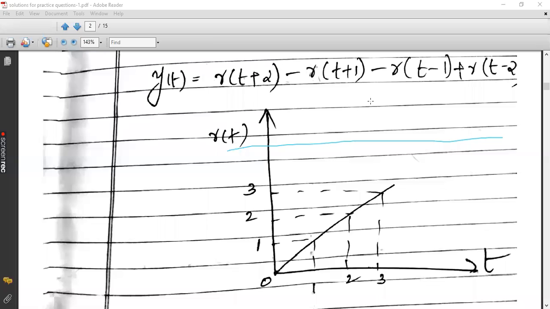So after drawing r of t, you need to do, what is the first term that you have? You need to do r of t plus 2. So to which side are you going to shift? Mamta, to which side are you going to shift? R of t plus 2.